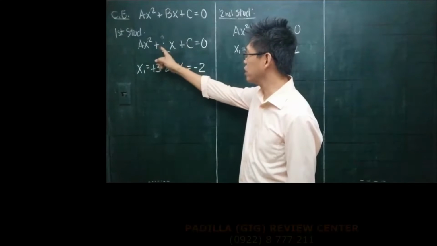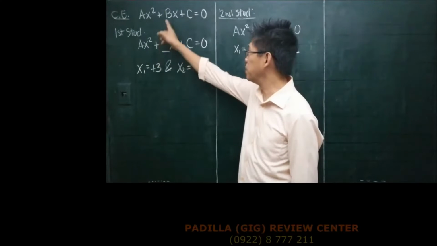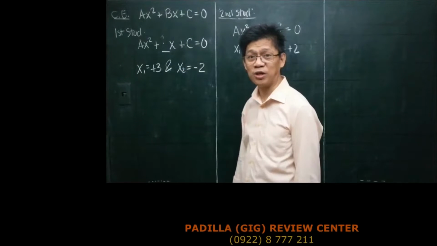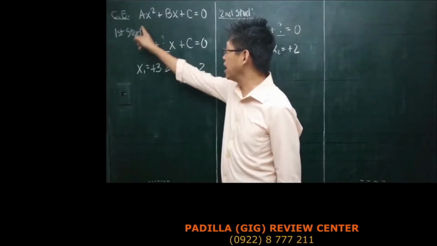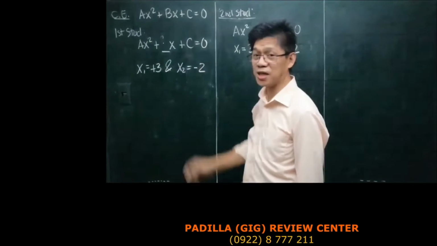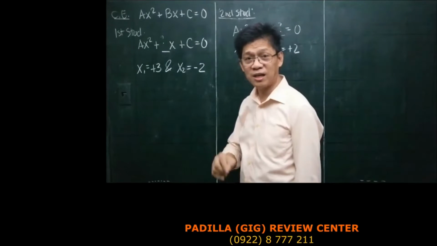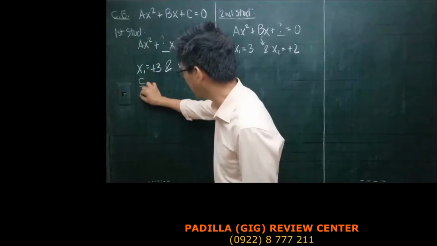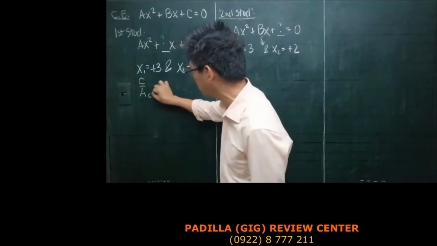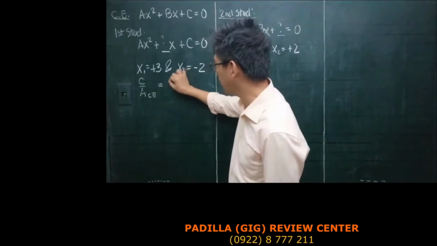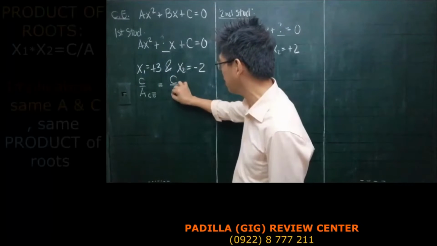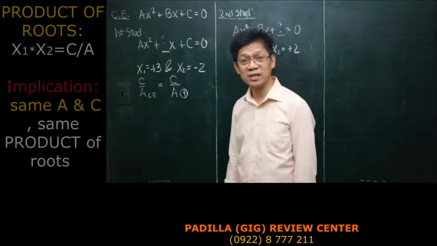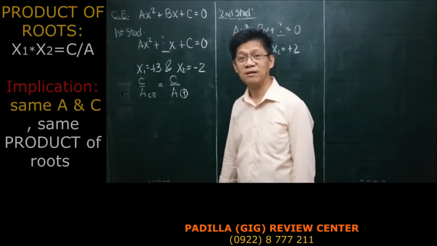Now, for the first student's equation, its B is different from the B of the original equation. But their A and their C are the same. If their A and C are the same, I know you will agree that the C over A of the correct equation must be equal to C over A of the first student's equation. Parehas lang sila ng C over A.